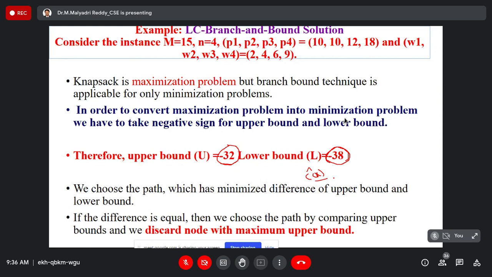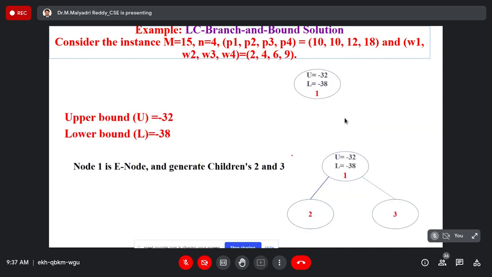Next, I have to construct the state space tree. While including the objects and calculating the upper and lower boundaries, whenever the lower boundary exceeds the upper boundary, immediately discard that corresponding node. That is the process of branching. So these are the boundary values. Initially I am going to start with node 1 to construct the state space tree. Its boundary values: upper bound is minus 32, lower bound is minus 38.